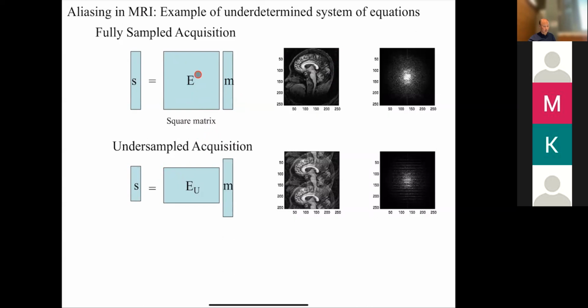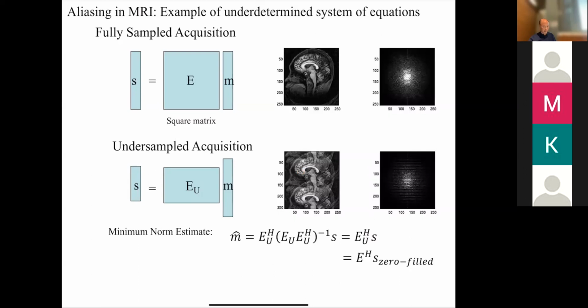And so this is going to go from a square matrix to a rectangular matrix, which has fewer equations than unknowns. And so this has an infinite number of solutions, right? If I just solve this, this is what's called the minimum norm solution, which is exactly the same solution you get from our Fourier theory, which has aliasing, okay?